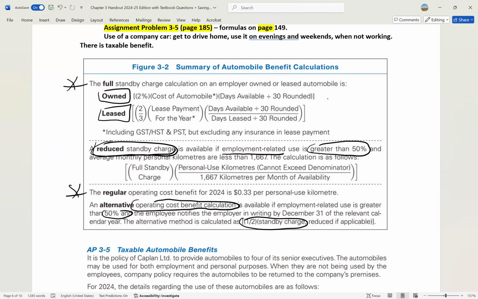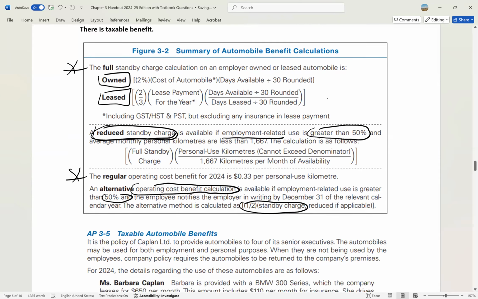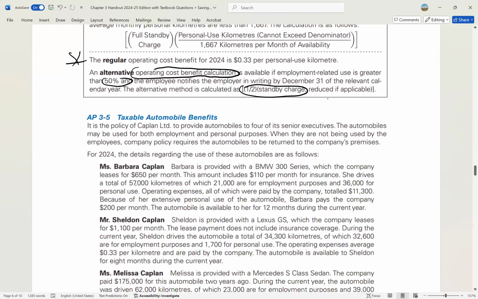So it seems kind of overwhelming when you're looking at all these numbers and formulas here, but let's just put this into a question. So we have this company, Kaplan Limited. They provide automobiles to their 4 senior executives, and the senior executives will use the cars for both employment and personal purposes. When the car is not being used, the company policy requires the automobiles to return to the company's premise. What that means is they can take it home with them when they're using the car for employment purposes.